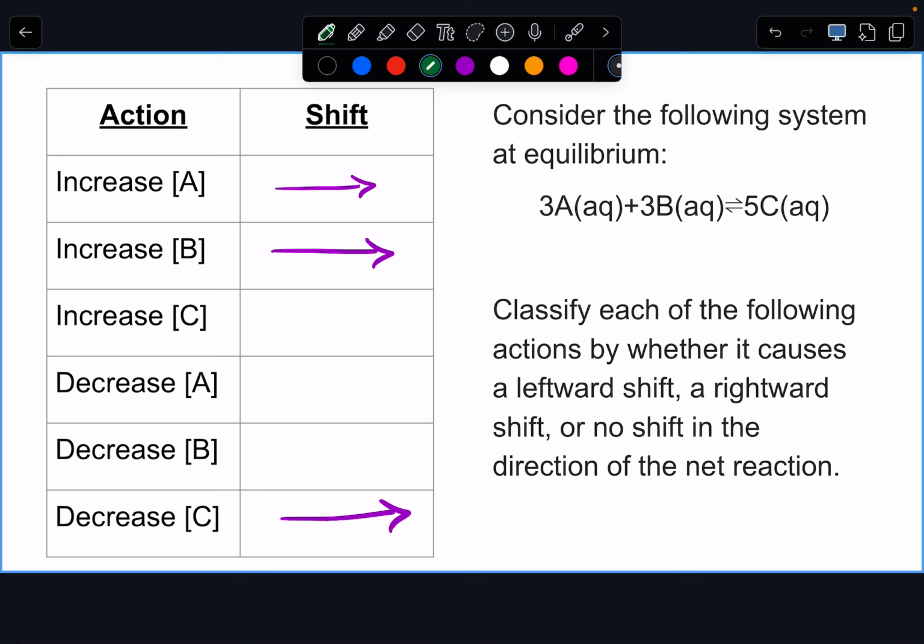C is the opposite. If I increase C, I've got to get rid of some of that, so I have to go backwards and form A and B. Got to use up some of that C. And then decreasing A and B, either one, is also going to shift it back towards the reactants. Again, because you have to replace some of that stuff that you took away.